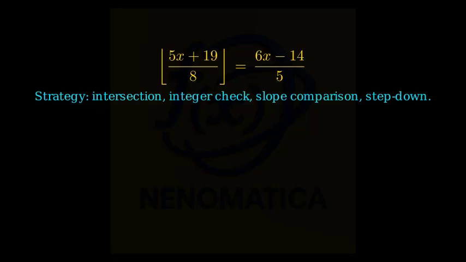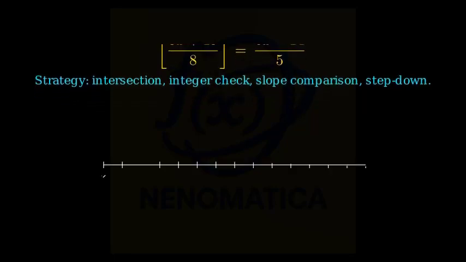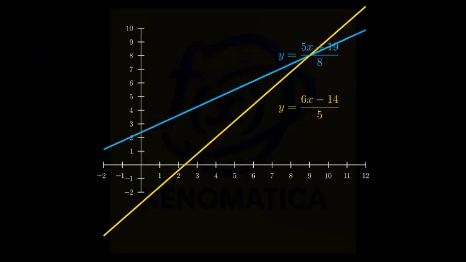Let's draw both lines on the same set of axes. The blue line is y equals (5x plus 19) over 8, and the gold line is y equals (6x minus 14) over 5. We will mark their intersection point and read its coordinates. Let's confirm the intersection algebraically.